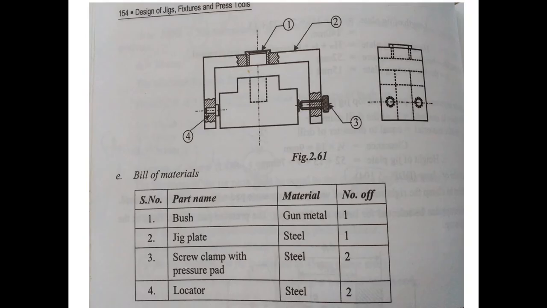So we have selected this. Now we'll draw a simple diagram. It is a neat diagram, of course. And thus we have designed a channel jig for drilling an 18 mm dia hole for this component.